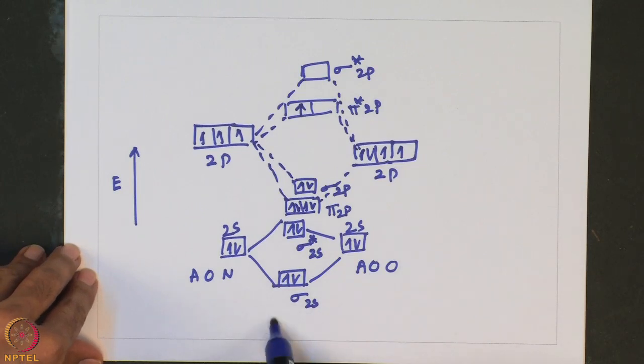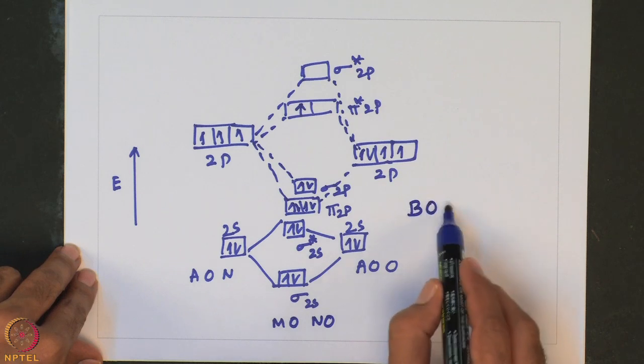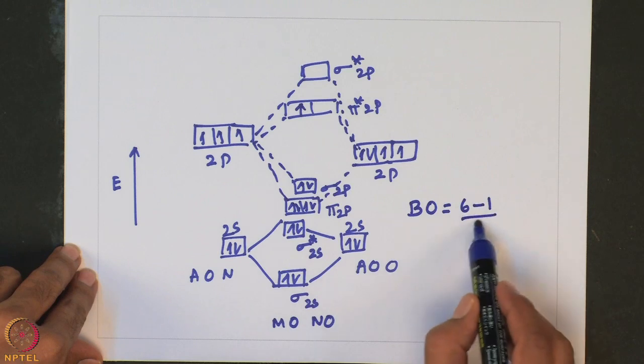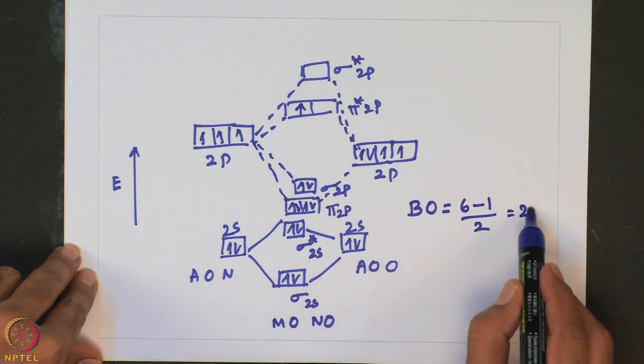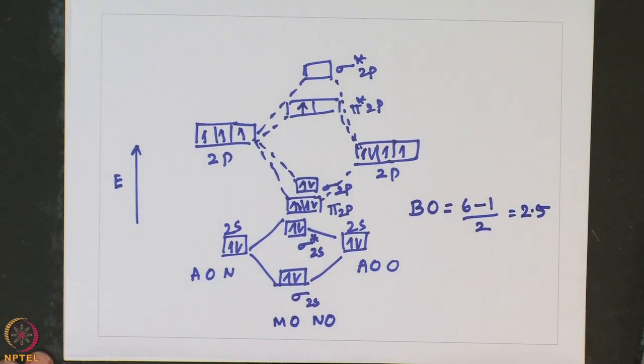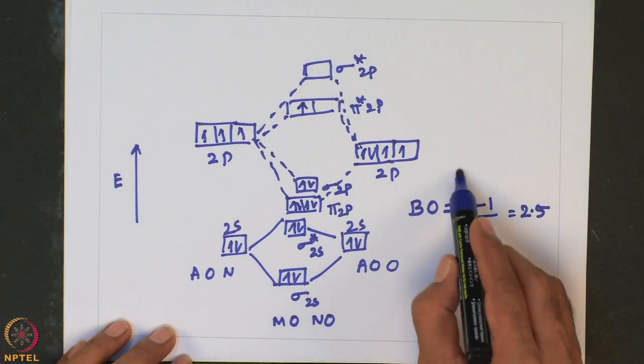So, this is the MO for NO. Let us look into the bond order. Bond order equals, we have 6 electrons here and 1 electron here, so this is 2.5. So, the bond order of NO is 2.5. That is the reason NO has a tendency to lose the lone electron present in the anti-bonding orbital to get extra stability. Once you remove that one, it becomes NO plus. When it is NO plus, we do not have any electron in the anti-bonding orbital. This is for NO.